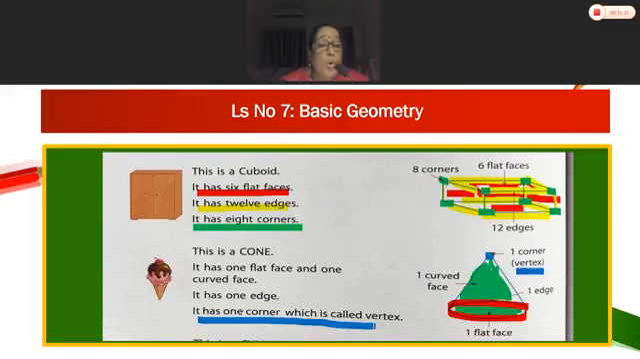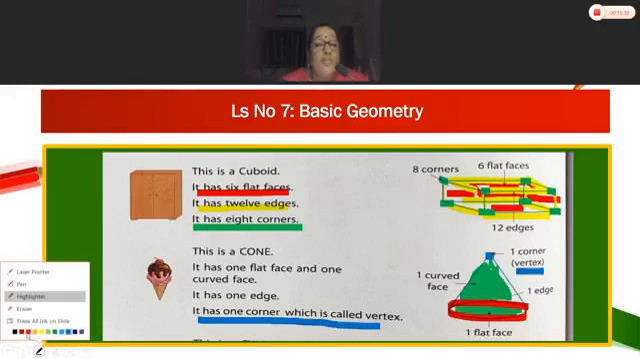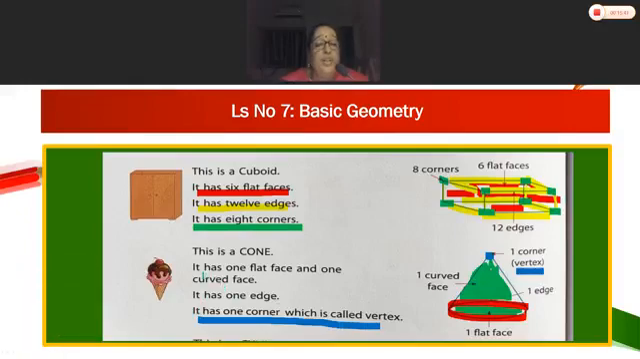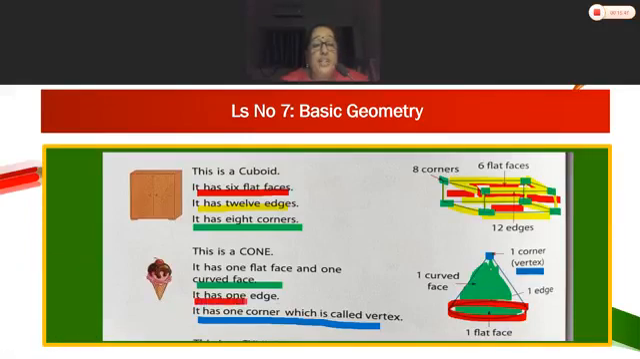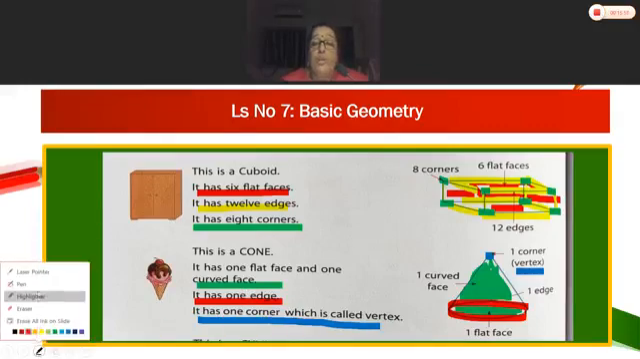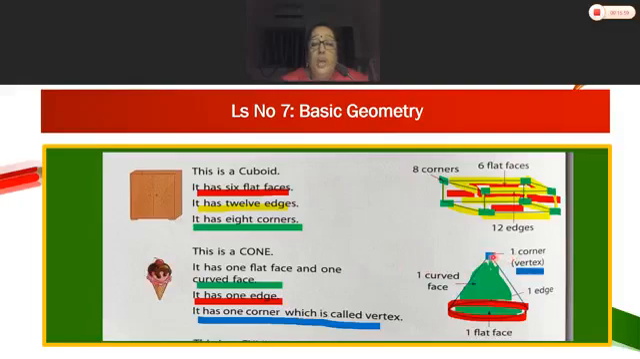So this is a cone. It has one flat face and one curved face. We have seen with the green color. Now we will see the edge with the red color. We have seen the edge. It has only one edge. And with the blue color, it has one corner which is called vertex. You can see at the top, the vertex.